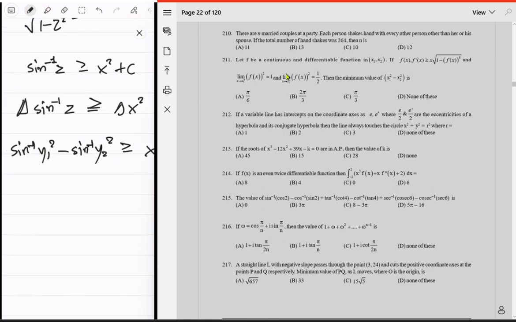Awesome. Now what will this be? y1 squared is just 1, y2 squared is 1 upon 2. So this is pi upon 2 minus pi upon 6, right? Which is pi upon 3. So this thing, the minimum value, it's less than or equal to that. The maximum value would be pi upon 3, right? Or not?